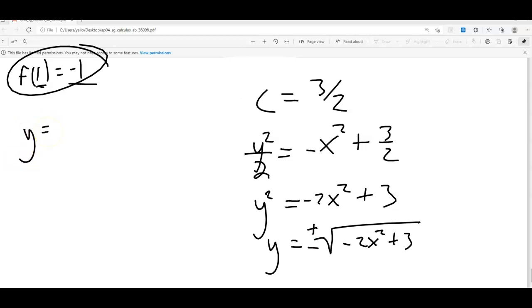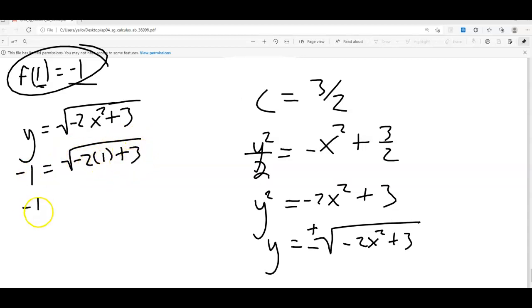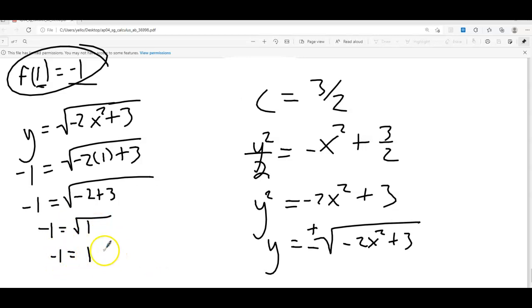Okay, so we have y is equal to, let's go ahead and pick the positive one. So I'll just pretend there's no negative in the front for now. All right, so my y value is -1. My x value is 1. Oh, okay, so I made a boo-boo here. Let me back up a little bit. It's not supposed to be -4. -2 times 1 is -2. And so that's not a true statement, right? If I take the square root of 1, I get 1, and this is not a true statement.